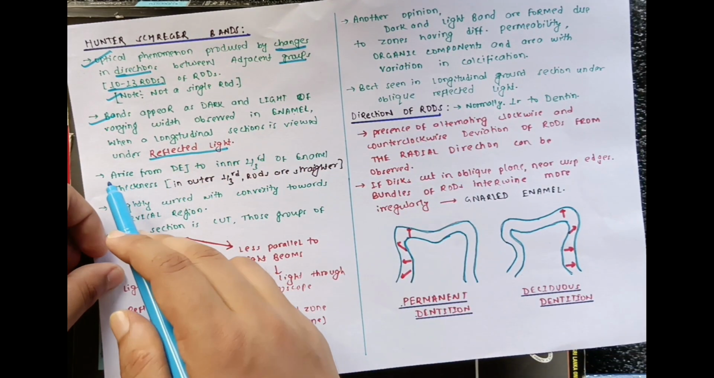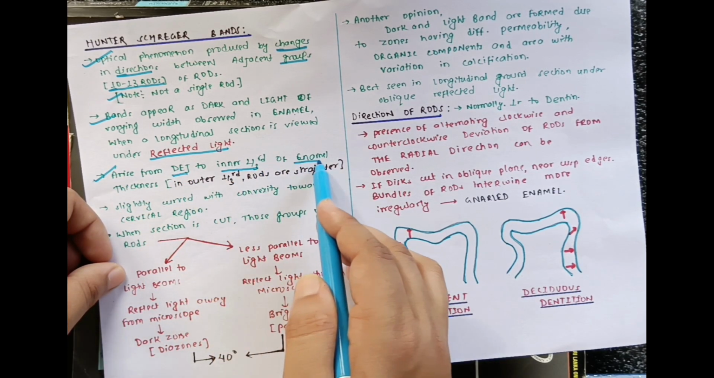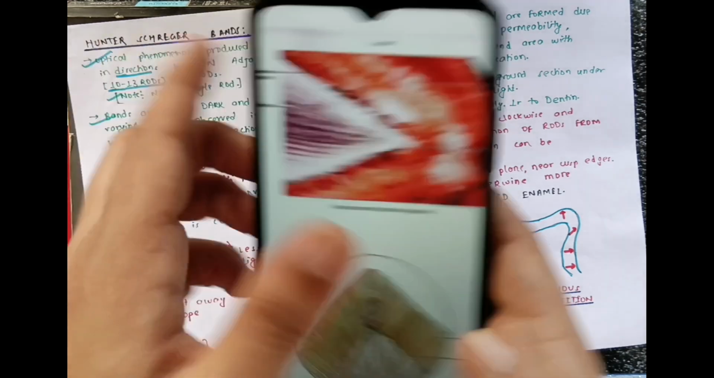After that, as I have written here, it arises from the dentin enamel junction to the inner 2/3 of the enamel thickness, and in the outer 1/3 the rods are straighter. Okay, so I will show you the picture.